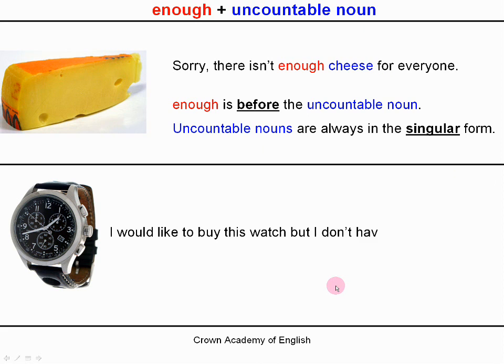I would like to buy this watch, but I don't have enough money. Enough money. So money is the uncountable noun. Okay. Money is uncountable in English. And we write enough before it. And money is singular.